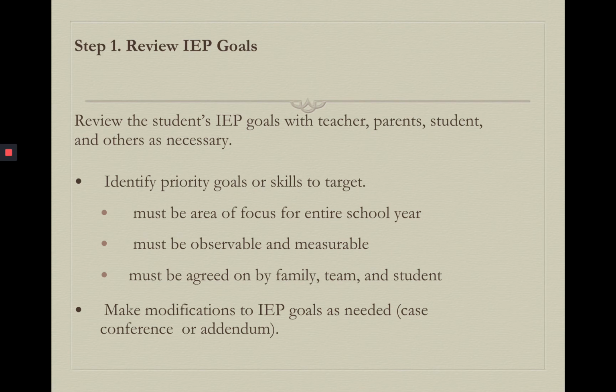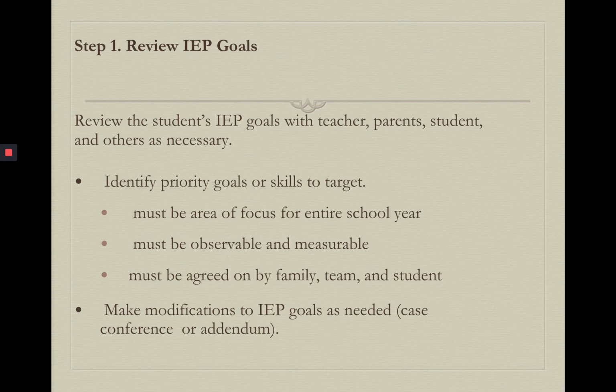Right? When you're developing your IEP goals and objectives, you want to make sure that anything that you include is a priority goal or a priority skill. Right? It needs to be something that can be worked on for the entire year. Right? And I'm going to say it again, it needs to be observable and measurable. And the whole team needs to be on the same page. So the family, the educational team, the students must agree that this is a meaningful, important skill to be working on for the year. Okay.